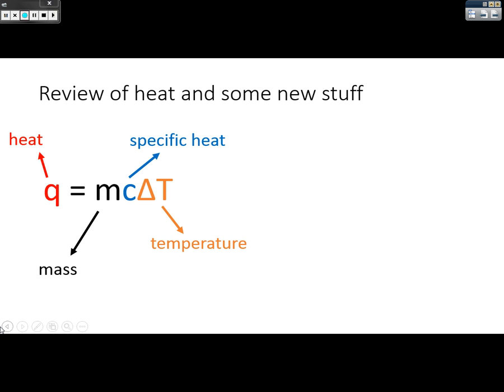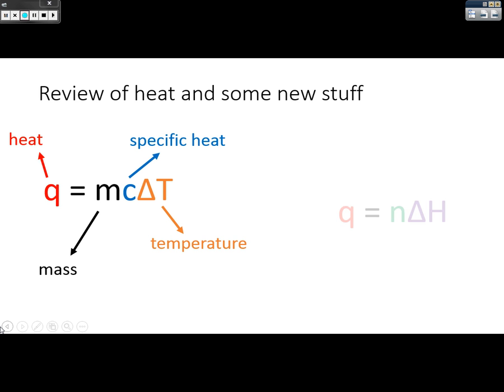But it takes energy to undergo these phase changes, just like it takes energy to heat up something and get the molecules moving. A phase change is exactly that. It's getting the molecules to move and change, and move further away from each other or move closer together. And so it takes energy to do that, and we need a new equation in order to do that.